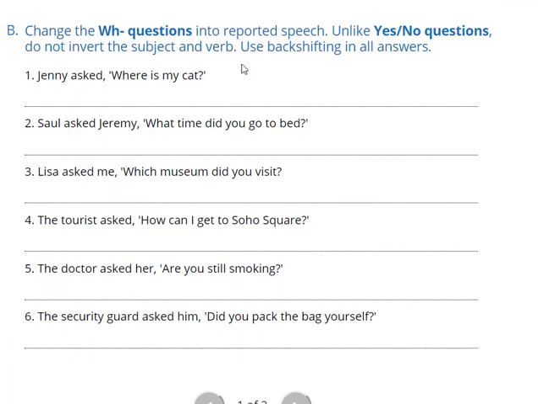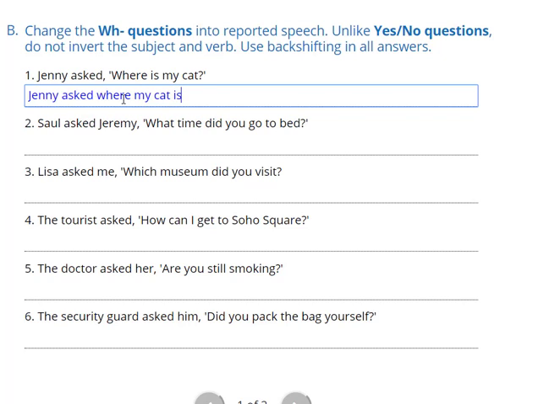Change the WH questions into reported speech. Unlike yes/no questions, do not invert the subject and verb, use backshifting in all answers. Okay, where's my cat? Let's see, how do I change this? Jenny asked, how do we do this? Jenny asked where my cat is. Remember, we're not inverting the subject and the verb, but we're doing backshifting. That's why we're doing that. Where my cat is.